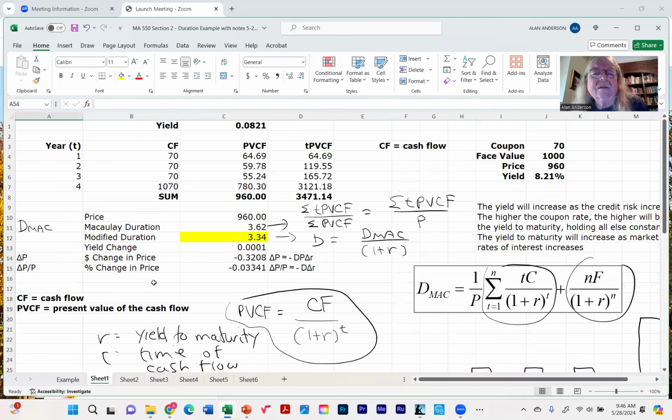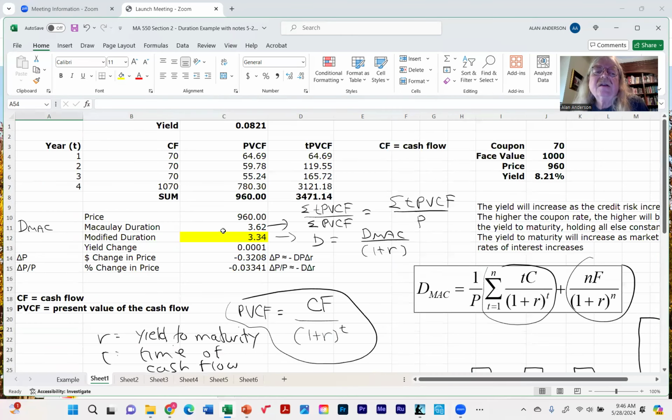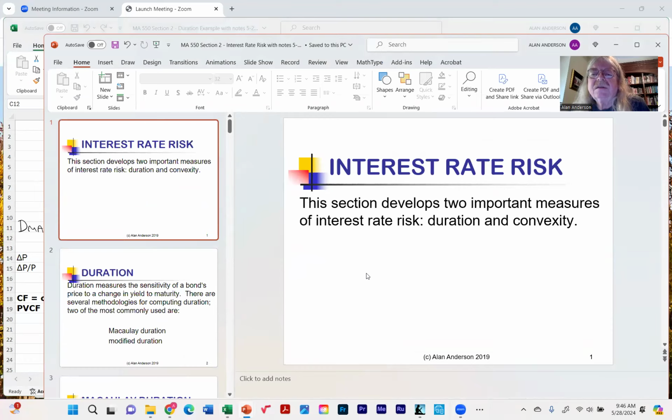Okay, so now what we haven't yet addressed is what can cause one bond to have, let's say, a modified duration of 3.34, and another bond for it to be, let's say, 2 or 7 or 16 or whatever. In other words, what factors influence the modified duration of a bond? Clearly, they're all going to be a little different. The question is, what causes one bond to have a different duration than another? Okay, so that's something we need to address.